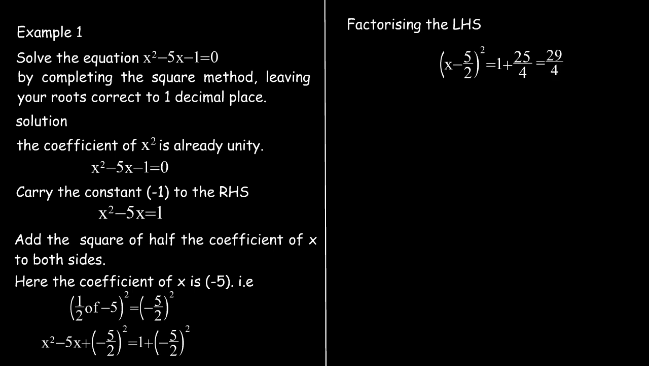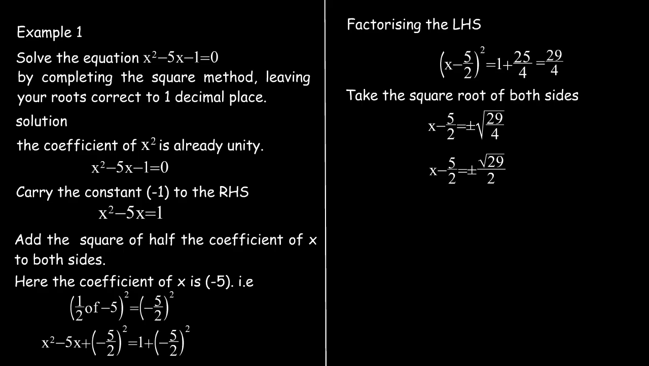Now the next step is to take the square root of both sides, and when we take the square root of both sides, it becomes s minus 5 over 2 equals plus or minus the square root of 29 over 4, which will make s minus 5 over 2 to be plus or minus the square root of 29 divided by 2, because the square root of 4 is 2, so we can remove the 4 from the square root. So s will be equal to 5/2 plus or minus the square root of 29 divided by 2.